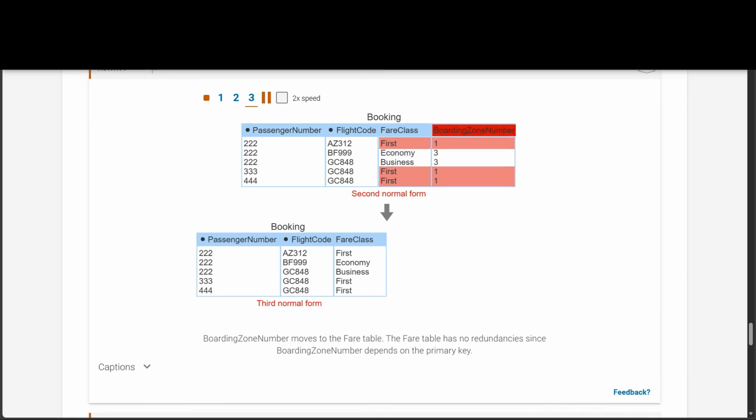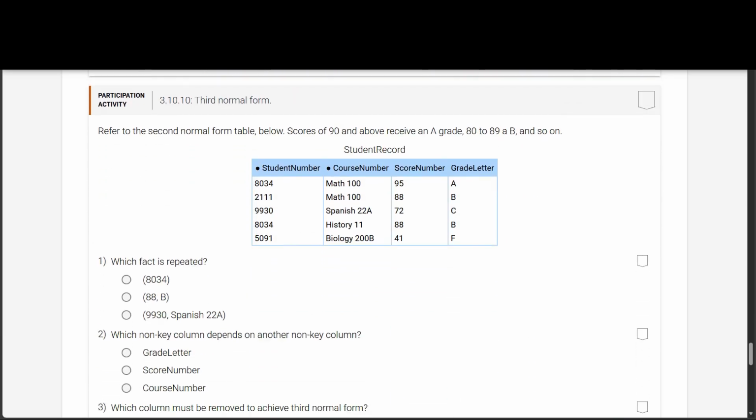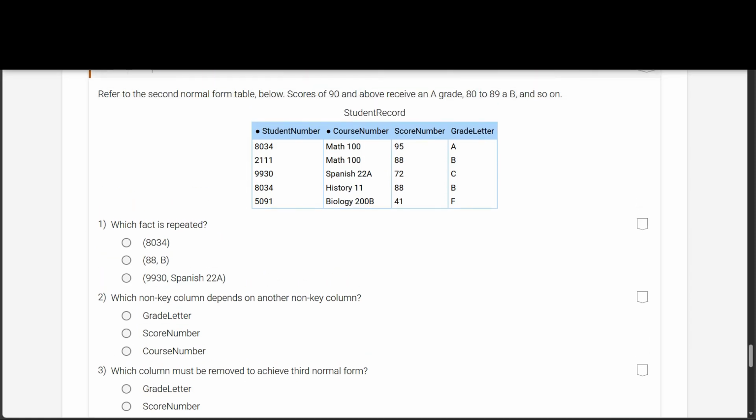So boarding zone number moves to the fare table. The fare table has no redundancy since boarding zone number depends on the primary key. So we have the third normal form here. We have the passenger number, the flight code, and the fare. Then the fare table has the fare class and the boarding zone number, which is in its third normal form. So now let's work on this exercise so that we get to see if we have understood.